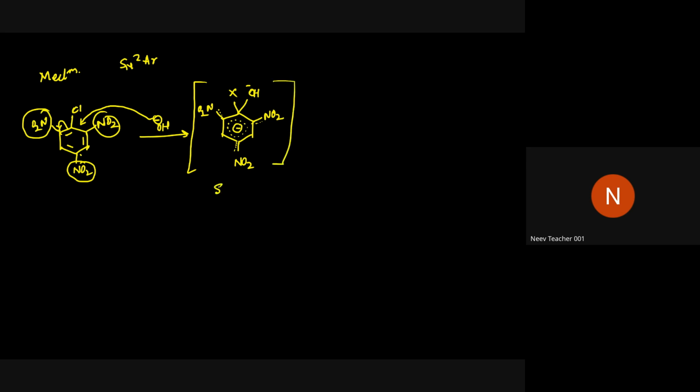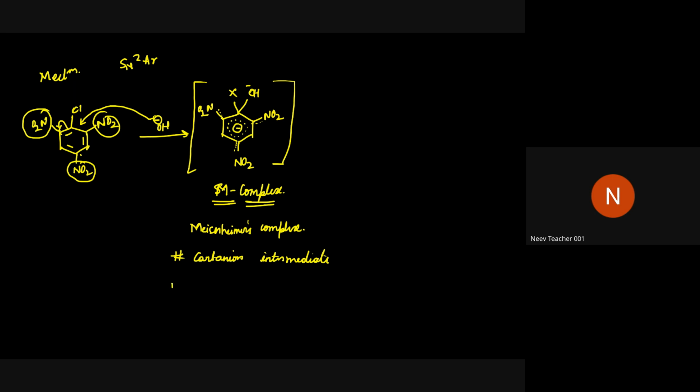This is an intermediate known as M complex, or Meisenheimer complex. It is also called a carbanion intermediate. So this is an intermediate.